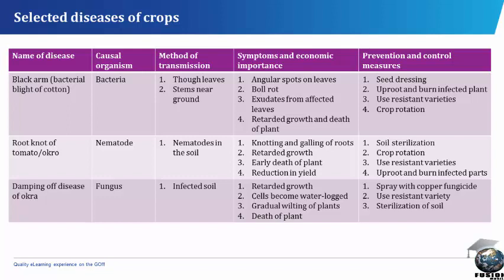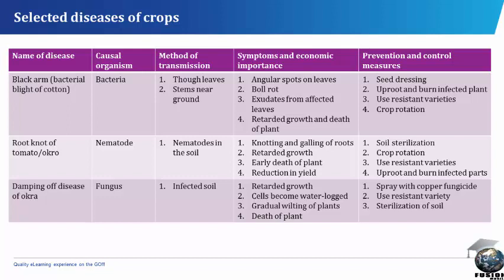11. Root knot of tomato and okra. Causal organism: nematode. Method of transmission: nematodes in the soil. Symptoms and economic importance: knotting and galling of roots, retarded growth, early death of plants, reduction in yield. Prevention and control measures: soil sterilization, crop rotation, use resistant varieties, uproot and burn infected parts.